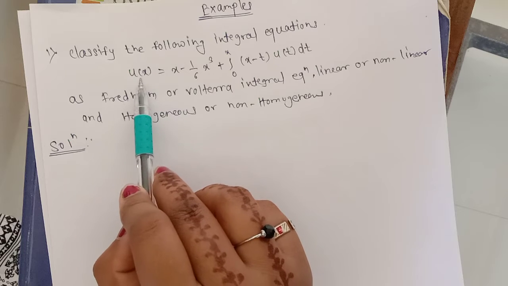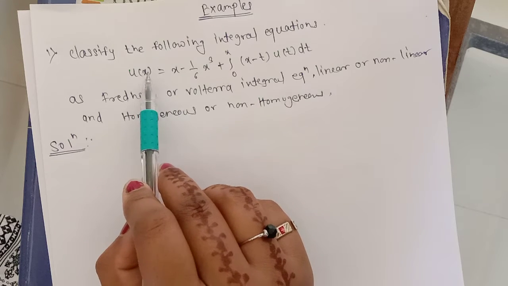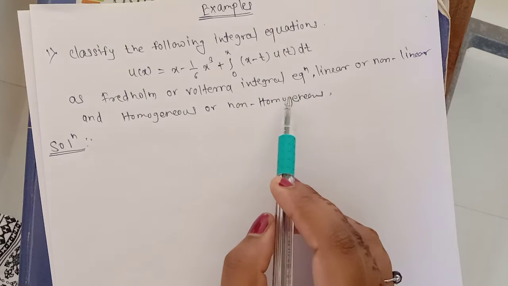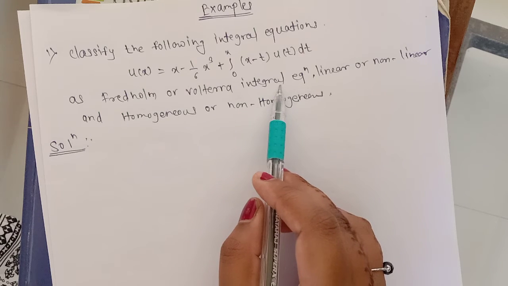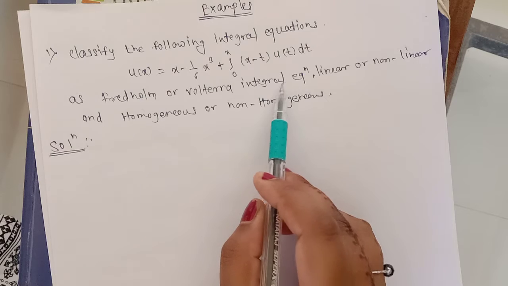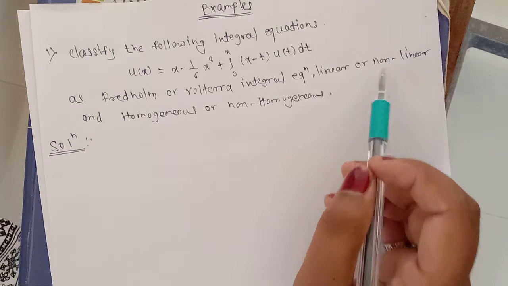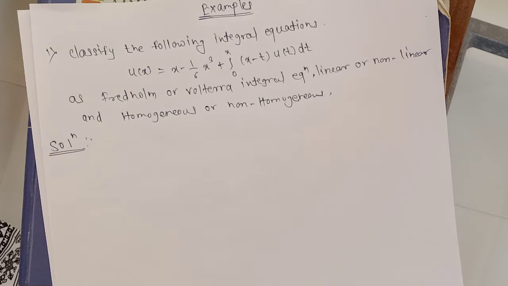Here the function is u of x, which is outside, remains outside as well as inside the integral sign. Therefore this integral equation is nothing but the second kind of Volterra integral equation. Now we have to look at whether it is linear or non-linear, and homogeneous or non-homogeneous integral equation. First of all we write that it is a Volterra integral equation of the second kind.